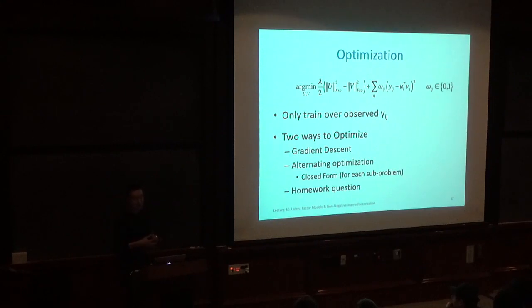OK, now let's talk a little bit about optimization. There's basically two ways to optimize. One is gradient descent, and one is alternating closed form optimization. And the way I wrote it here is just to make some of the notation easier to work with. Nothing has changed, other than if I sum over all possible ij, I need an omega term here that's either 0 or 1. 1 if I care about this entry, 0 if I don't. If it's missing, omega is set to 0. If it's observed, omega is set to 1. Otherwise, it's exactly the same. Sort of answers your question.